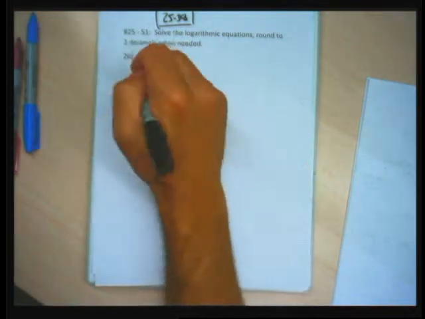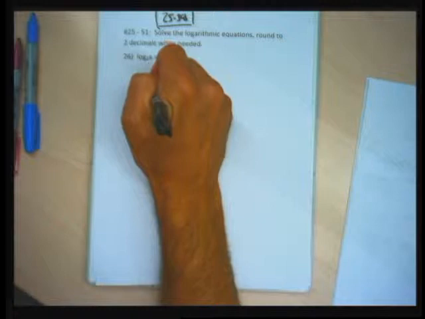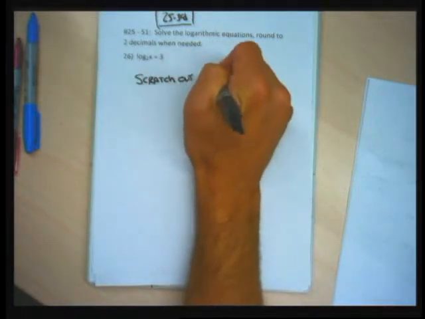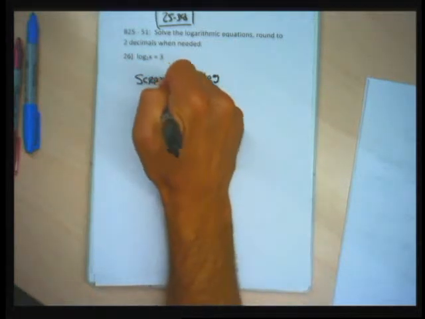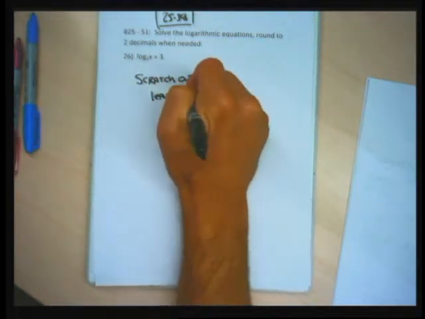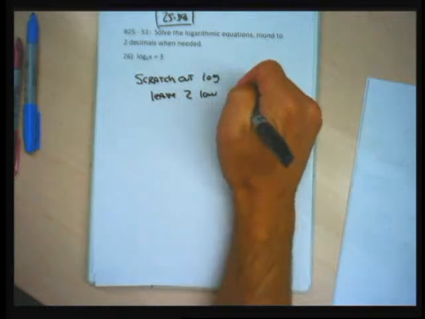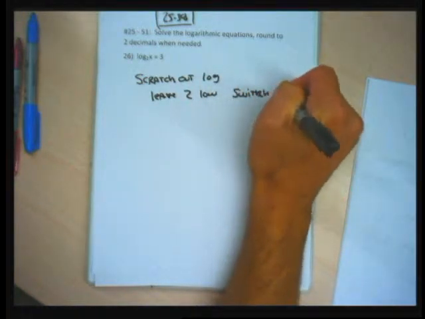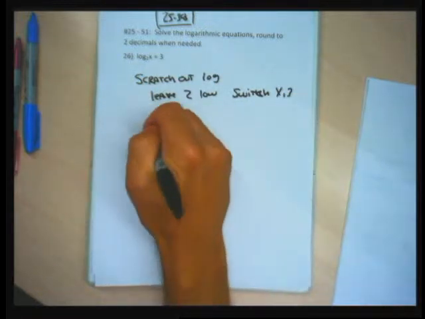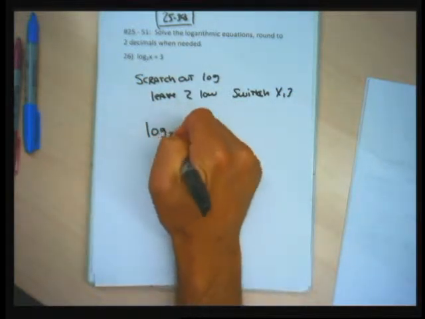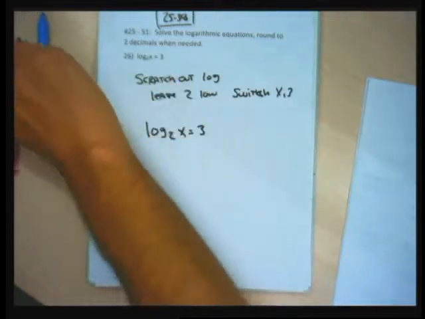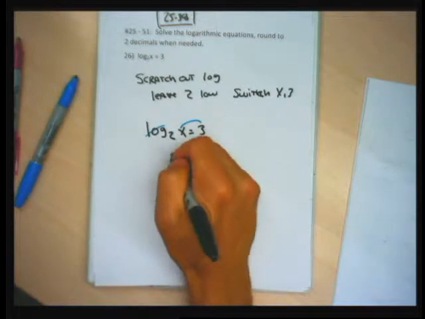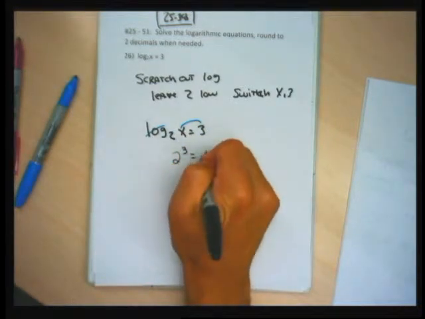So I'm going to scratch out the log to get rid of the logarithm. In this problem, I'm going to leave the 2 low, and I'm going to switch the x and the 3. So the original problem is the log base 2 of x equal to 3. I'm going to scratch out the log. I'm going to switch the 3 and the x, and I get 2 to the 3rd power equals the x.